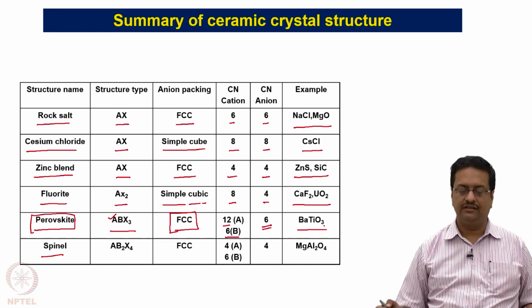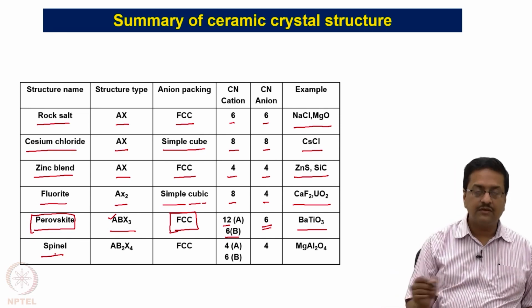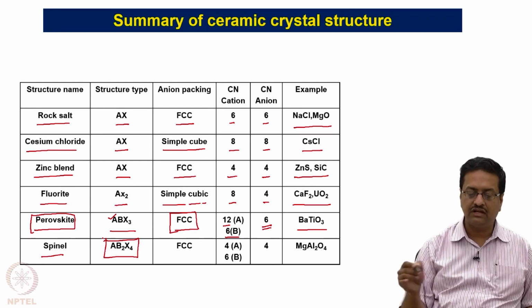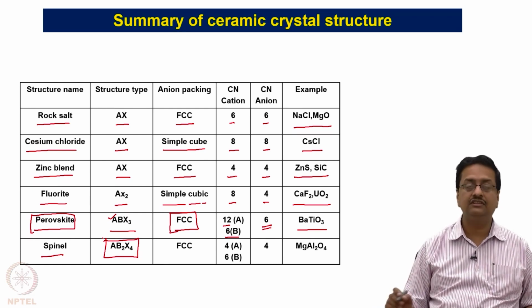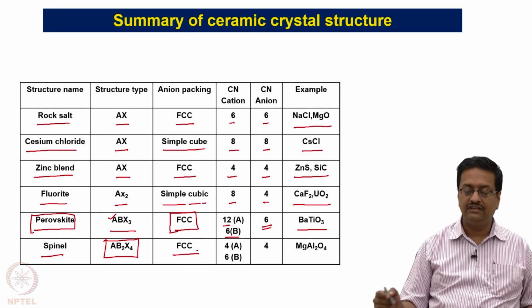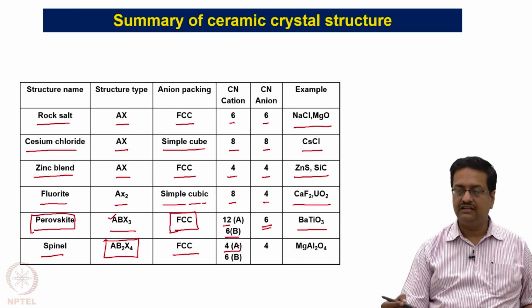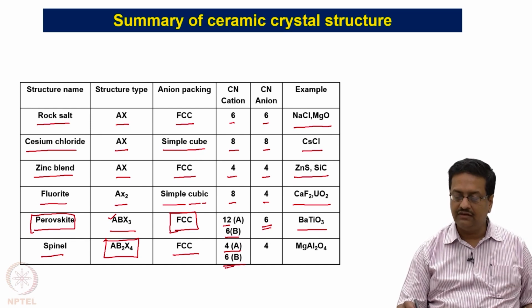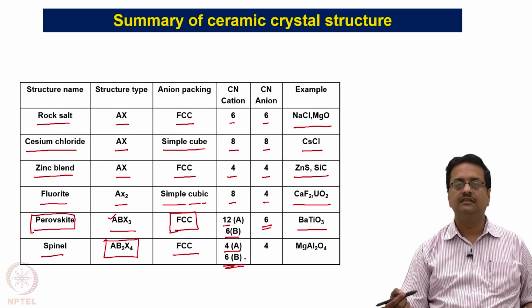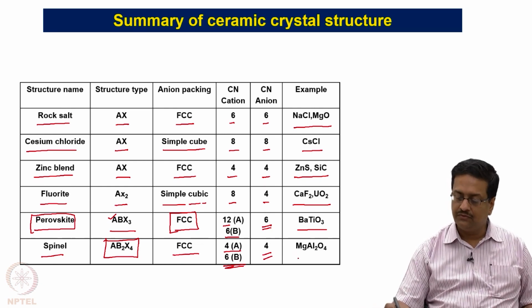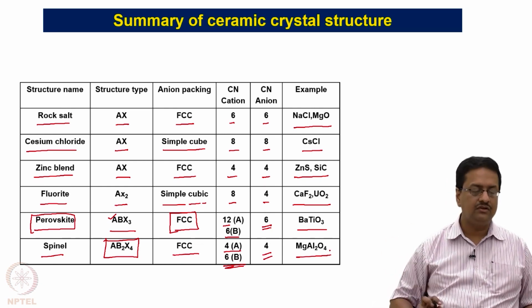An example is barium titanate. And we discussed the spinel structures where you have an AB2X4 kind of stoichiometric formula. It again occupies FCC, where the cation A, which is a divalent cation, has coordination number 4, a trivalent cation B occupies octahedral sites with coordination number 6, the anion has coordination number 4, and an example is MgAl2O4.